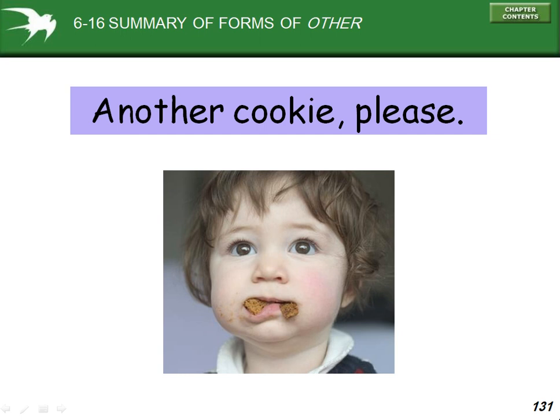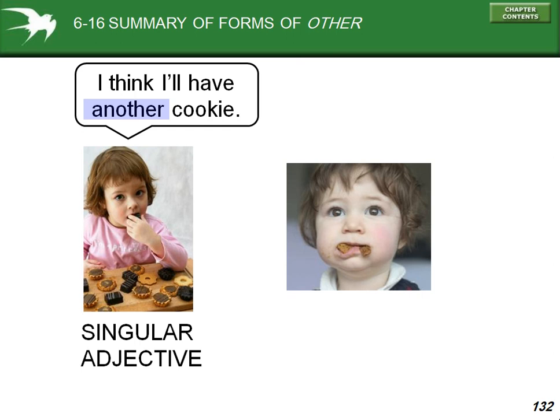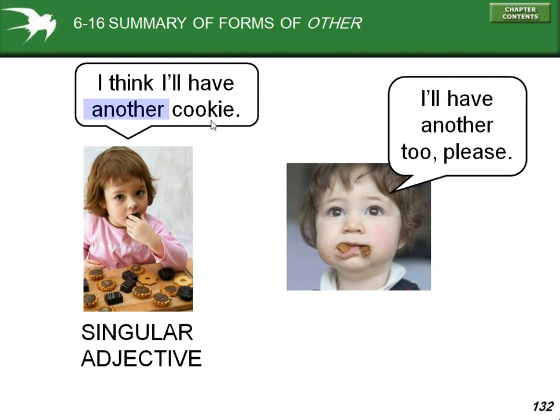Another cookie, please, because the baby is very hungry. Let's start now. I think I'll have another cookie. There are so many cookies. She's eating one and she needs another one. So we said another is singular and it is an adjective. Why? Because there is a noun, cookie, after it. So that's why another functions as an adjective and it is singular.